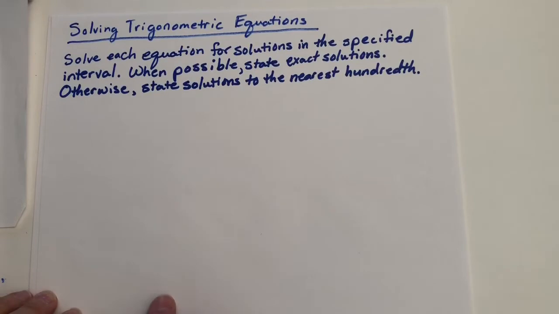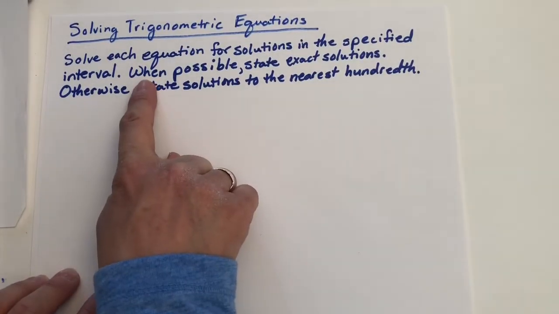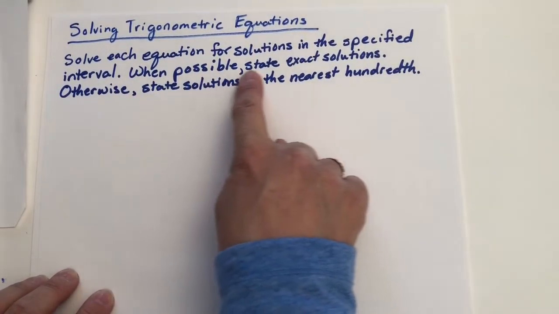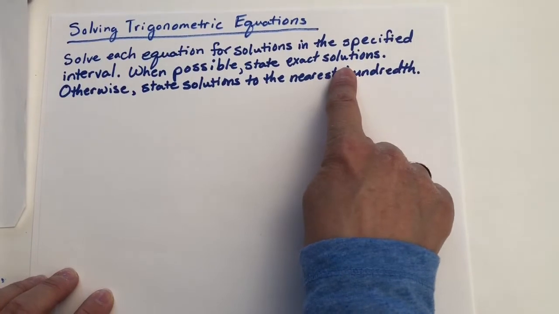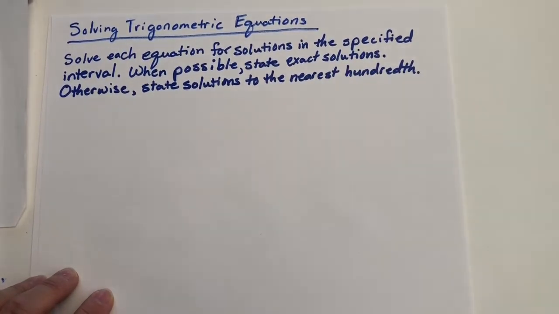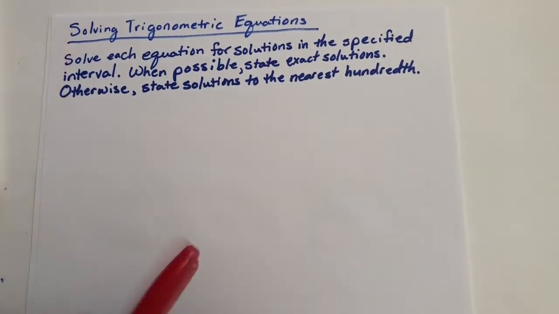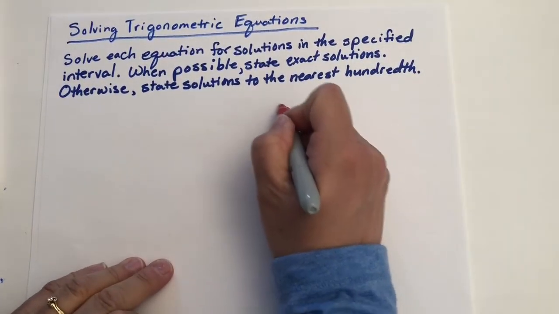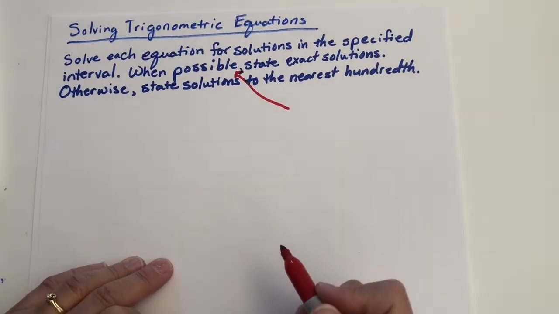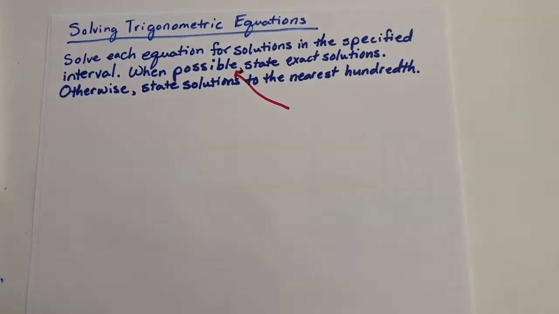But let me first be clear here. I did this for simplicity. When possible, state exact solutions. Honestly, you could always state exact solutions. By this I mean, if the angles have reference angles that are our special angles, we should be able to say them exactly. Or if the solutions are quadrantal angles, we should state them exactly.